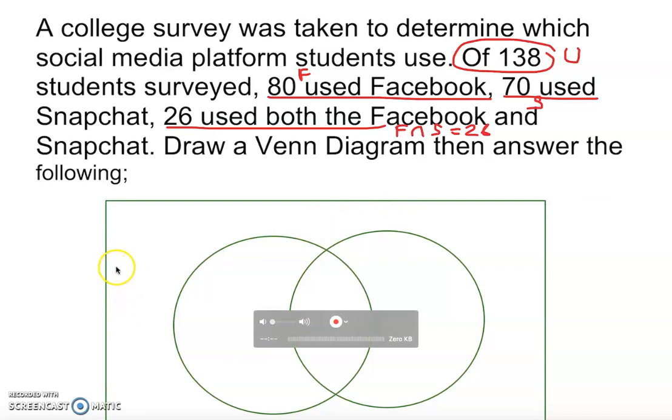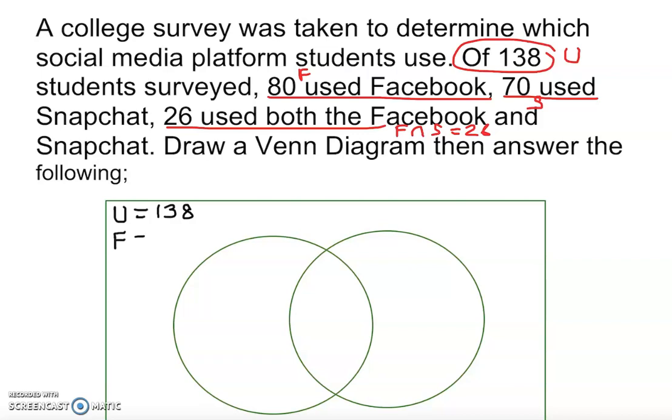In my earlier video I showed how to come up with the cardinality given the information. So let's take a look here. What I have is my universal set, which in this case is 138, my set F is equal to 80, and set S is equal to 70, and I also know F intersect S is equal to 26. So this is the information I currently have.